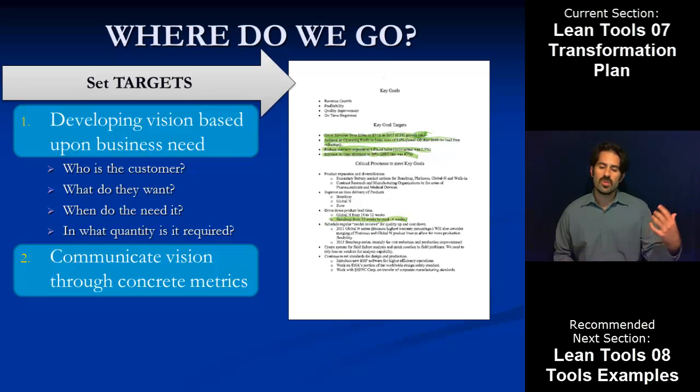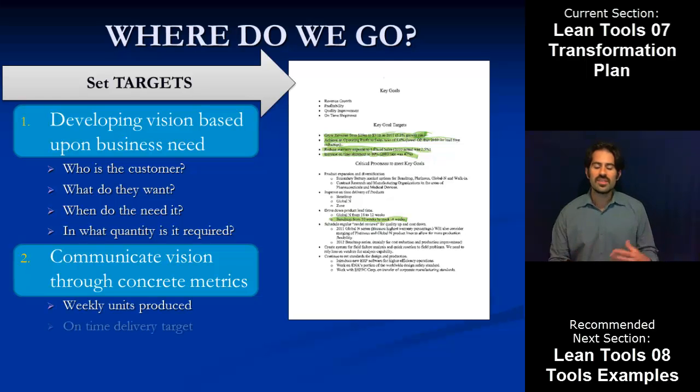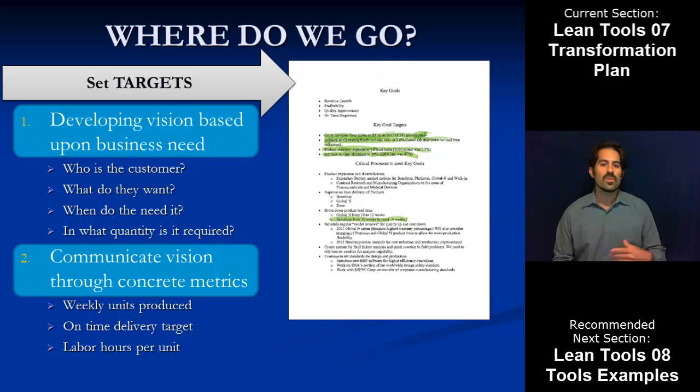And then, once we've developed those ideas, we want to quantify those answers in terms of concrete metrics that we can communicate to the other team members and the other people that are going to be involved. Just as an example of what I mean by a concrete metric: something that we can measure. So weekly units produced, what our on-time delivery target is, labor hours, things like that. Something that can be measured and understood and is objective.